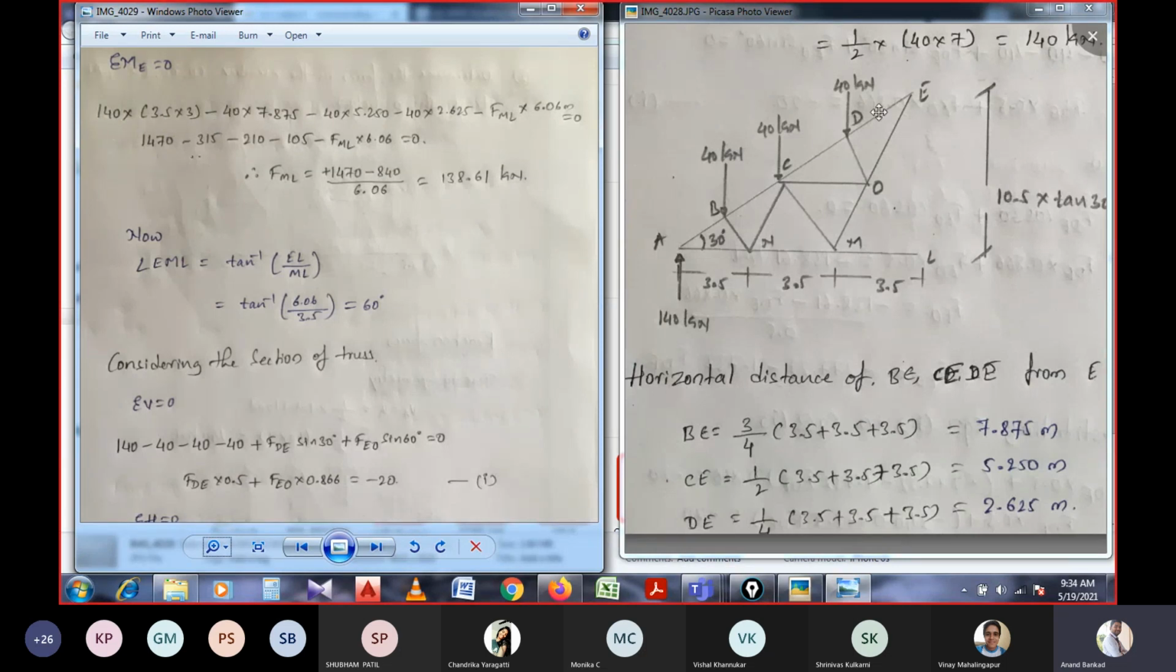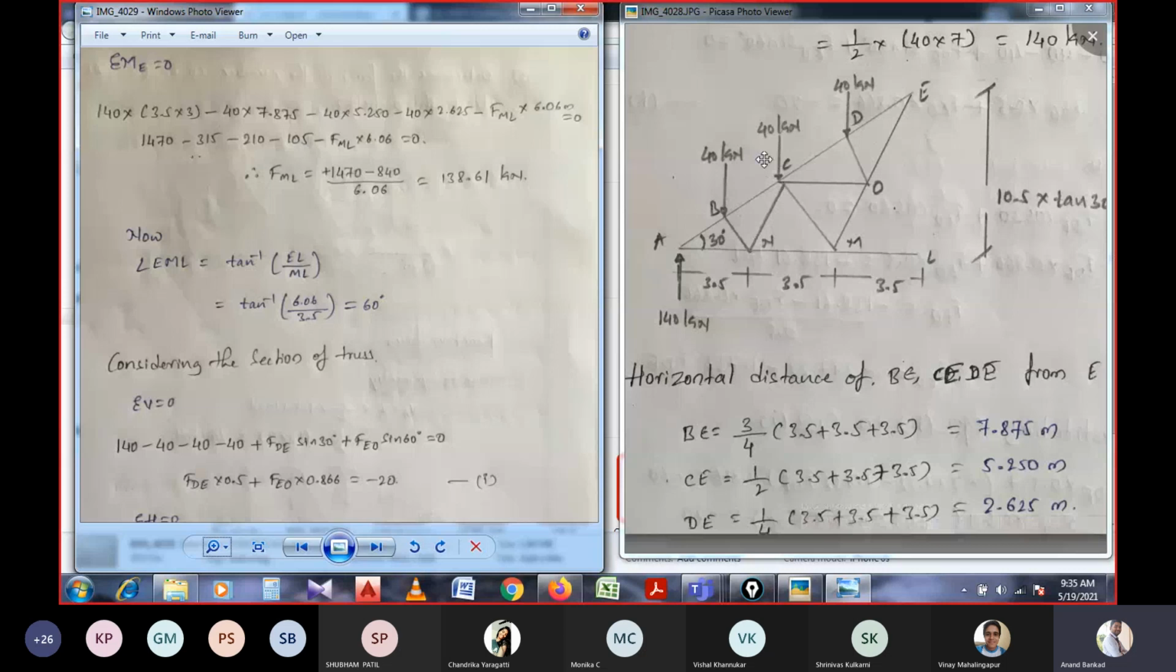140 into horizontal distance. So here, for this 40 kilonewton load, there is another one which is having an anti-clockwise movement, because if you take the moment about this point, the 40 kilonewton will be having the anti-clockwise rotation. For that, minus sign is considered. So 40 kilonewton from B to E, which is the horizontal distance that we have observed in the calculation, that is 7.875, that is written over here. 40 into 7.875 in anti-clockwise direction, which is taken negative.